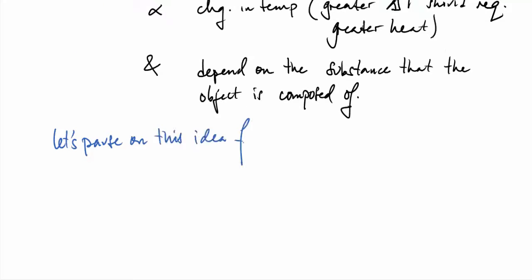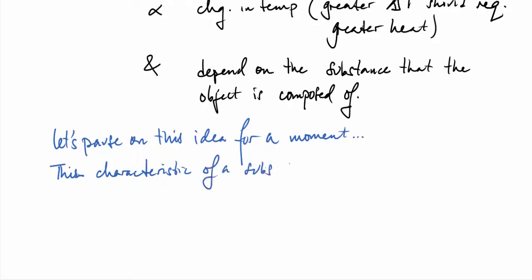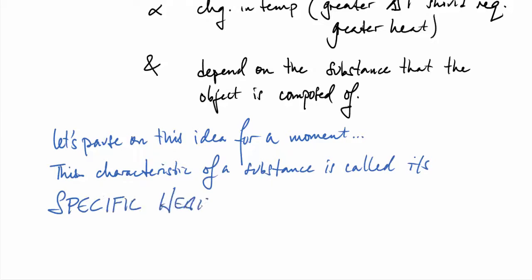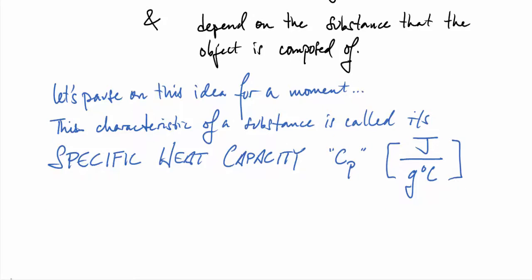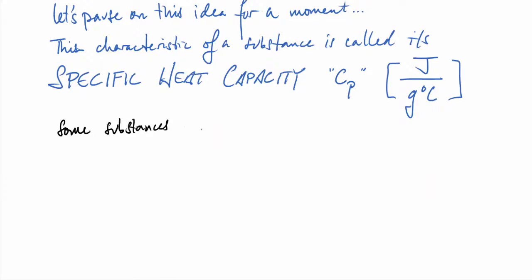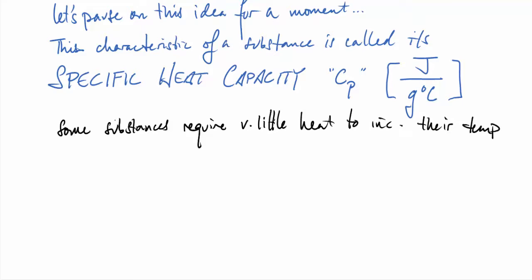I'd like to pause on that idea for a second. This characteristic of a substance is called its specific heat capacity. Let me just get that written down here. Here we go. And specific means per unit mass. So this symbol is Cp, and we have joule per gram degrees Celsius. Some substances require very little heat to increase their temperature, while others seem to require a large quantity of heat.